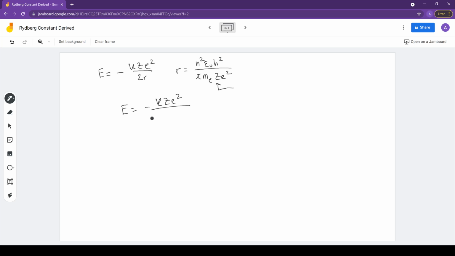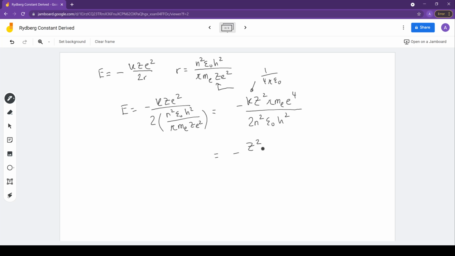So we're just going to plug this in and algebra it out. It's going to be a little bit messy, but we'll end up with a decently nice final answer. Okay, so now when we simplify this, we get negative k Z squared pi m_e e to the fourth divided by 2 n squared epsilon naught h squared. But we also talked about how k is just 1 over 4 pi epsilon naught. So let's substitute that right in. Once we substitute that in, we get negative Z squared m_e e to the fourth divided by 8 epsilon naught squared h squared times 1 over n squared.